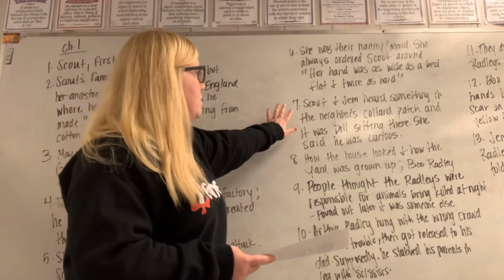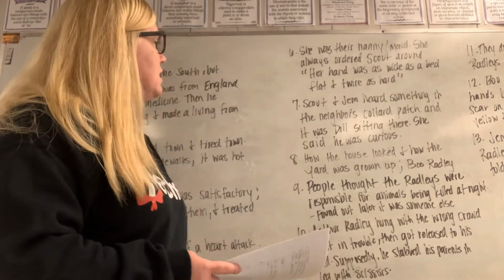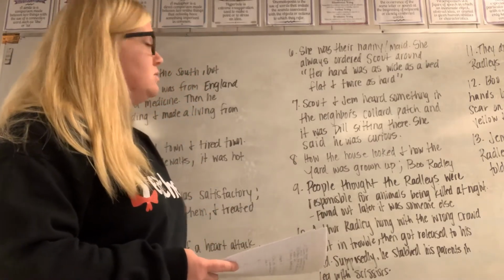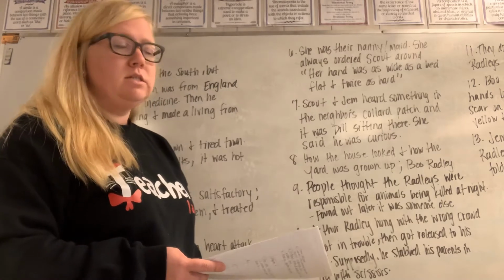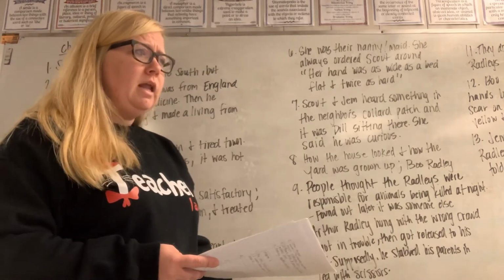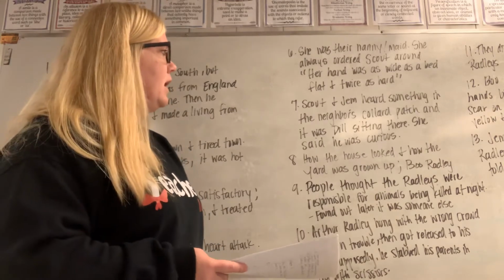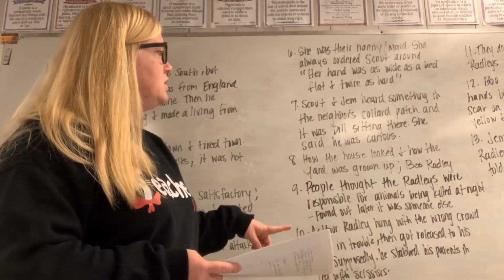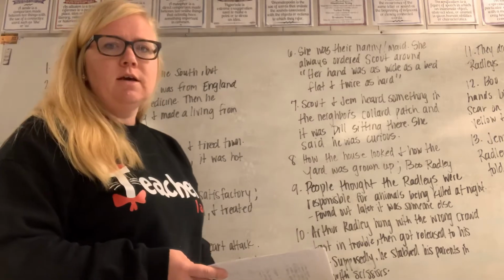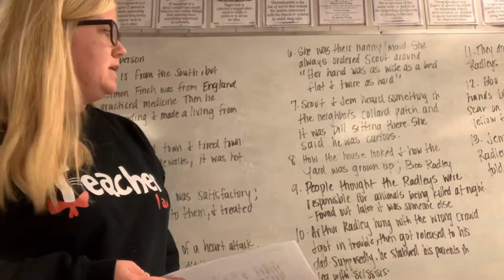So for number 7, Scout and Jim heard something in the neighbor's collard patch, and it was Dill sitting there. They were outside playing one day. They heard something in there. Dill is Miss Crawford's nephew that comes and visits. Okay, and then it says, how did she describe him? She said he was curious. So he's a really curious kid.